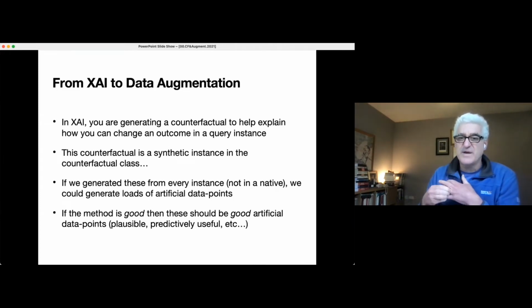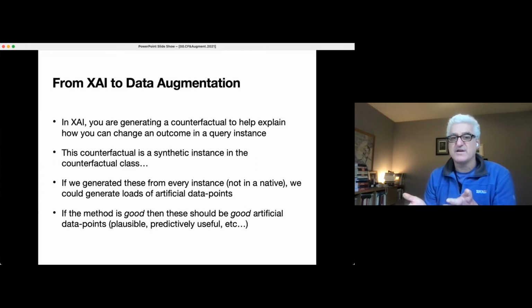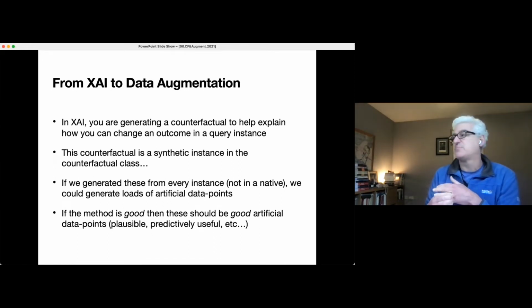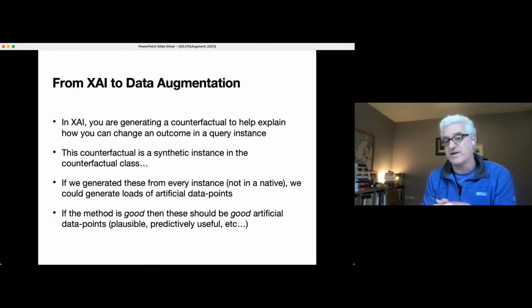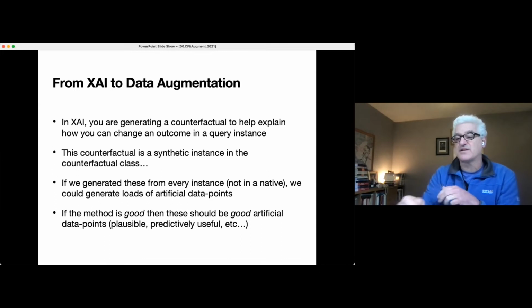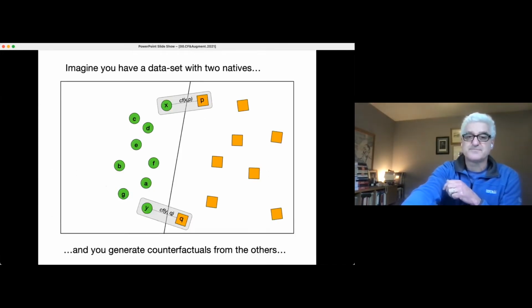So, in the XAI case, as I've been emphasizing, you start with some sort of query instance. And from this counterfactual method, you end up with a synthetic instance in this counterfactual class. And the idea occurred to me and my colleagues early on that maybe those artificial data points that we're generating, which we're using for explanations, would also be useful in a data augmentation context. In other words, they would be useful data points that could improve the predictive power or accuracy of a model if we started to generate them in a given context.